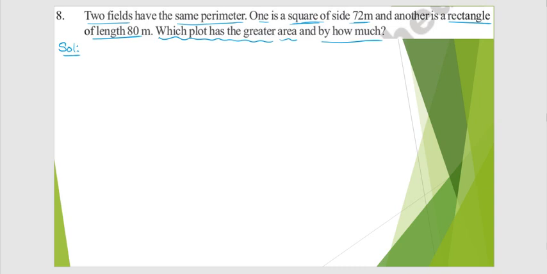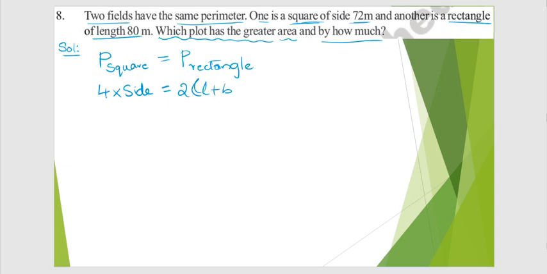Both perimeters have equal lengths. That means perimeter of square is equal to perimeter of rectangle. This is the thing which he has given. What is the perimeter of square? Perimeter of square is 4 into its side, which is equal to the perimeter of rectangle, which is 2 times of (L plus B).